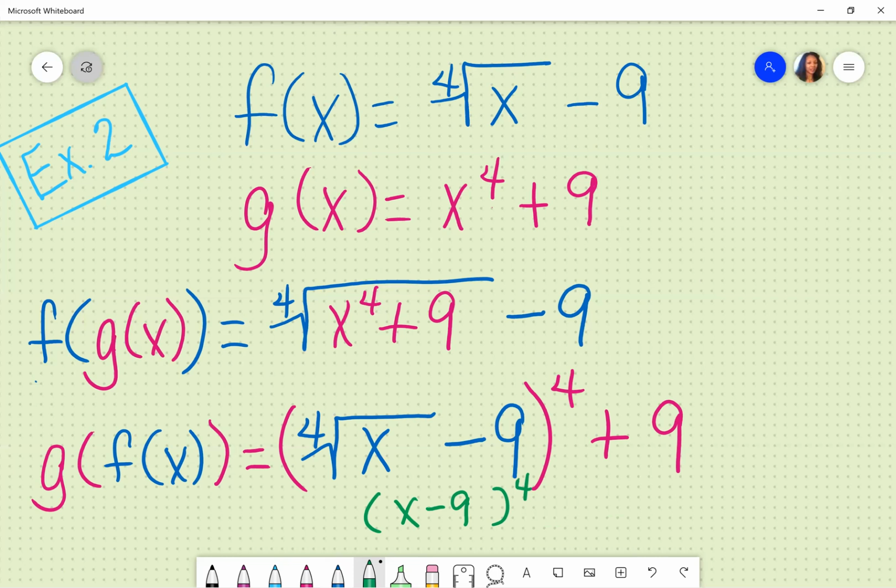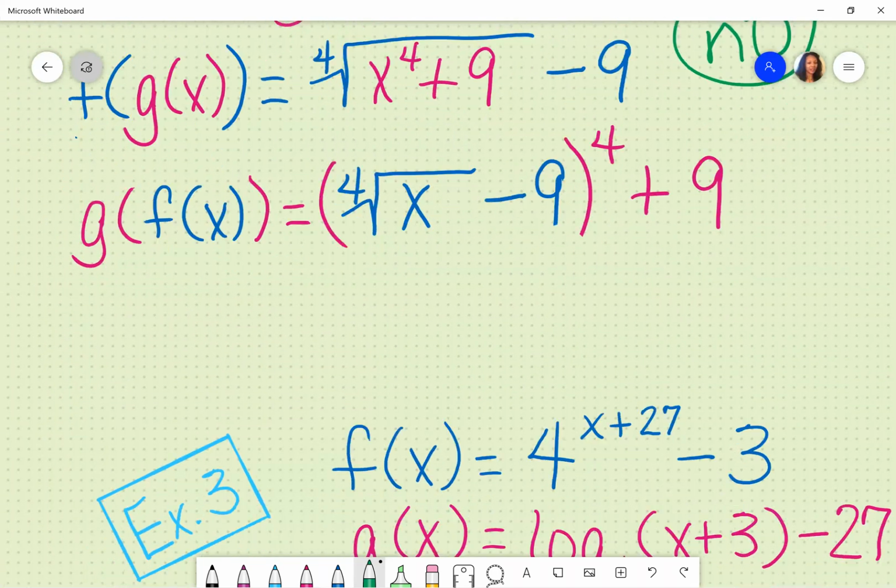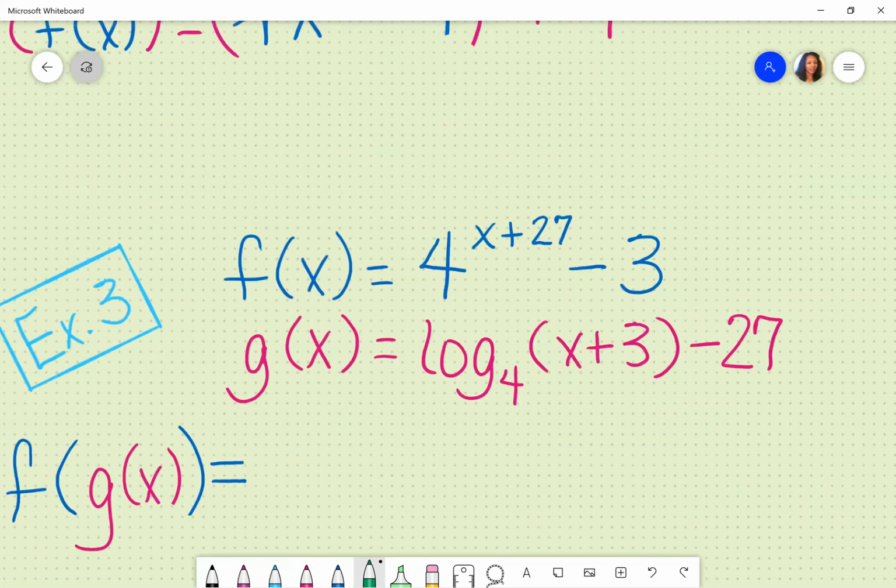So you could either use Pascal's triangle, or you can do x minus 9 times another x minus 9 times another x minus 9 times another x minus 9. It is the same thing, except you would be doing it with the fourth root. And we don't want to do that. And plus we know that's not going to end up being what we're looking for, which is x. So I can automatically say, no, these are not inverses of each other. Moving on to the last example.